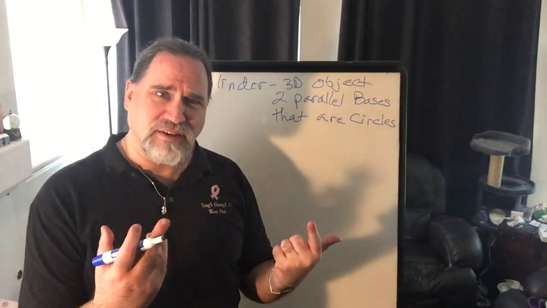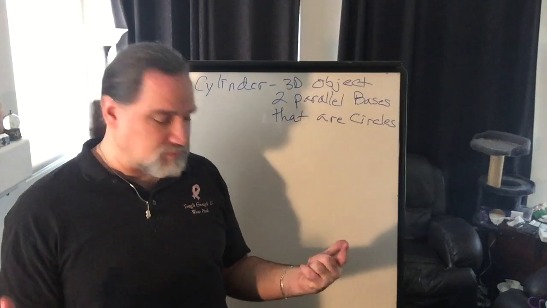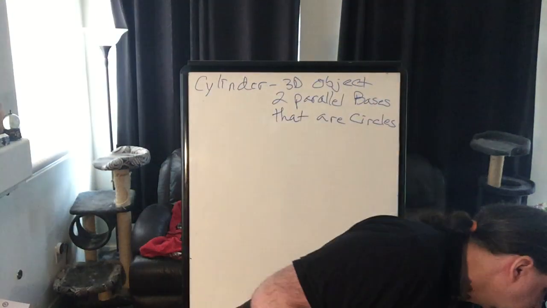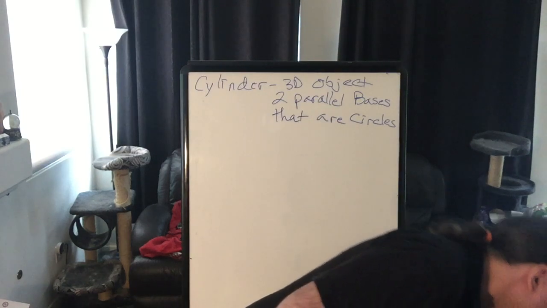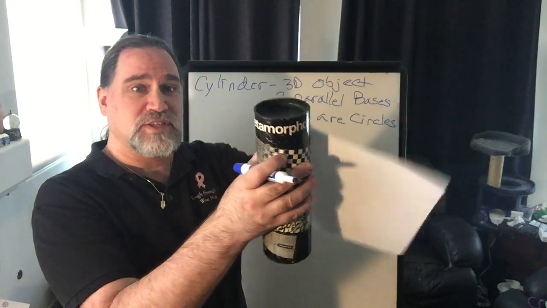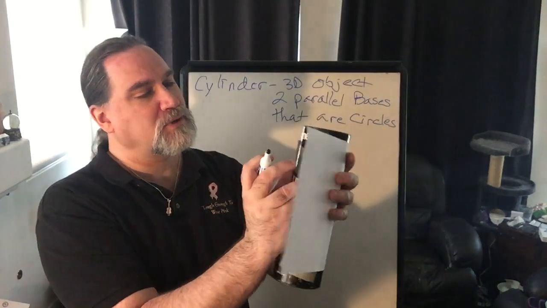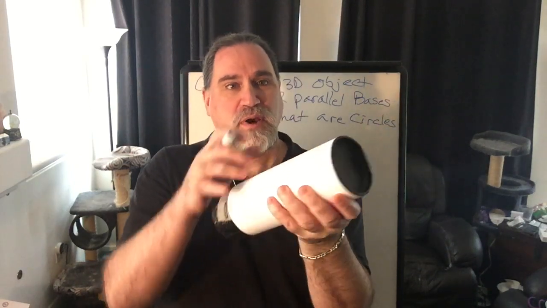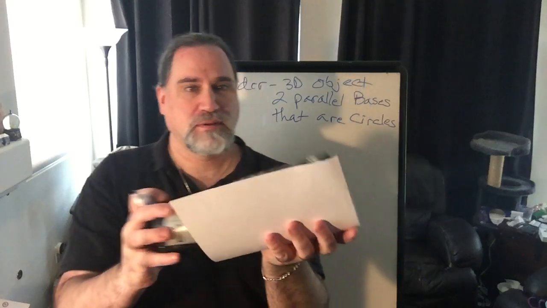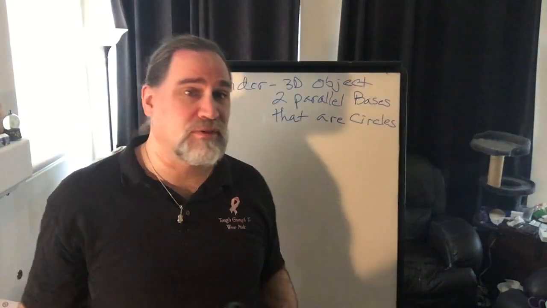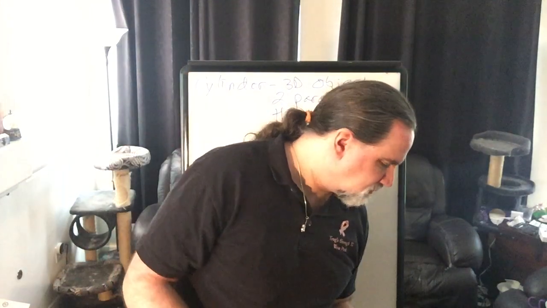What's the outside of the cylinder shape? Surprisingly, or maybe not surprisingly, here's my cylinder, here's the outside. Because if I wrap it around, you can kind of see it wrapped around. When I unfold it, it's a rectangle. Just like every other prism.